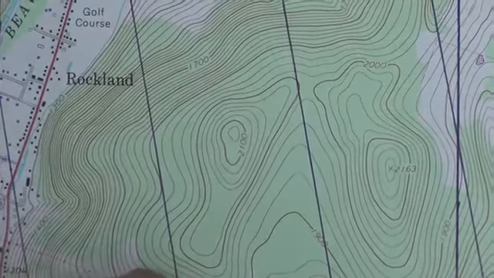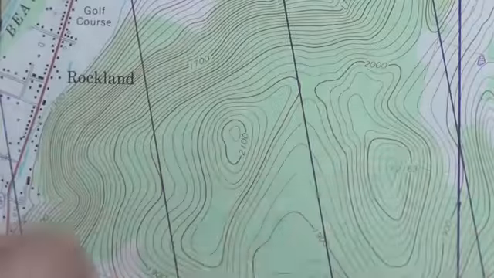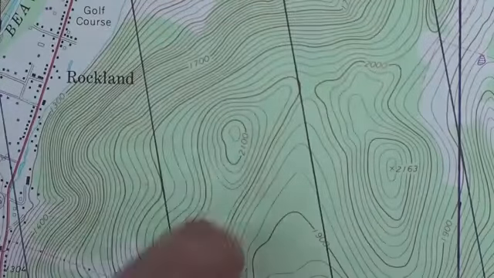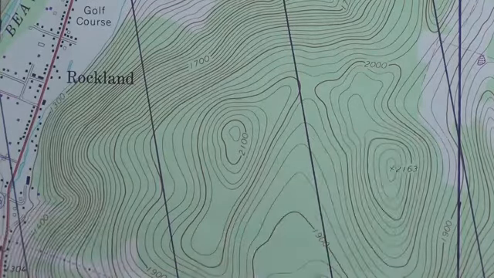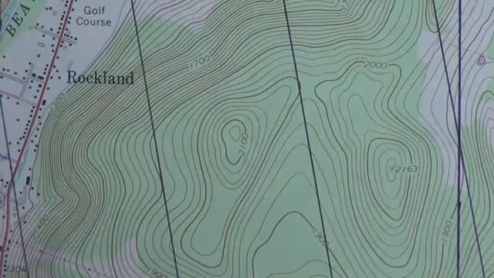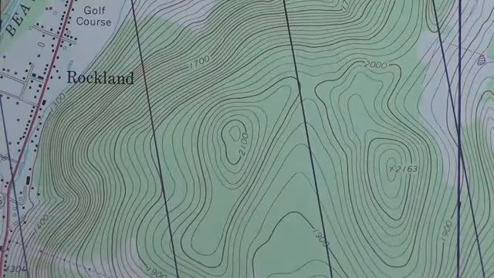If these numbers go up in number, then you're going uphill. If these numbers go down, then you're going downhill. Very simple to remember. Numbers going up, you're going up. Numbers coming down, you're going down.